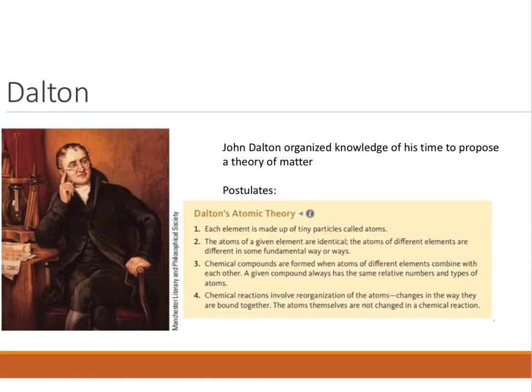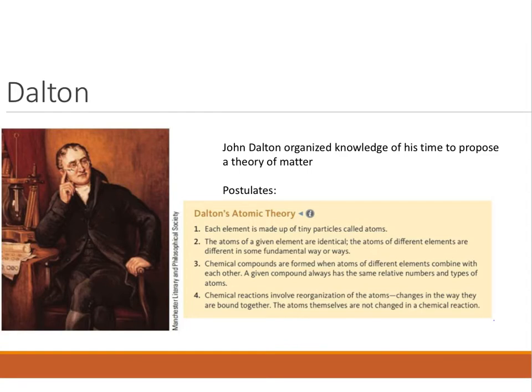Now, John Dalton was a Quaker, and he was a very interesting fellow in his own right. There's a lot of interesting things about John Dalton, including his colorblindness and his willingness to actually experiment on his students. However, what he's most famous for is two things: his atomic theory and his law of partial pressures, which we will talk about in the gas chapter.